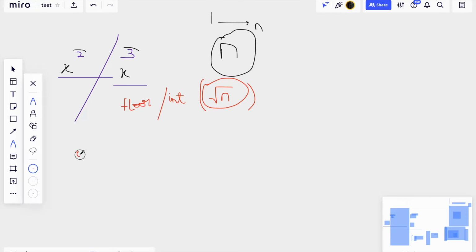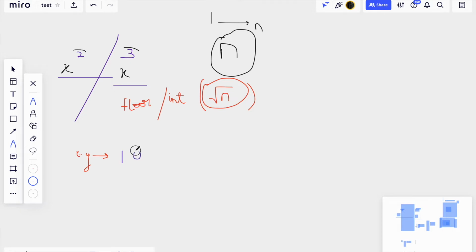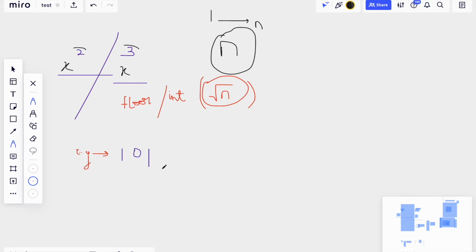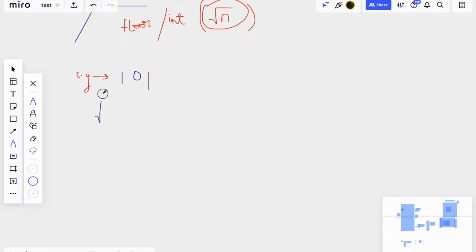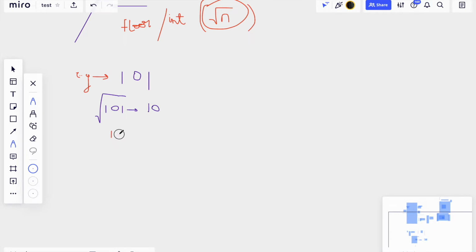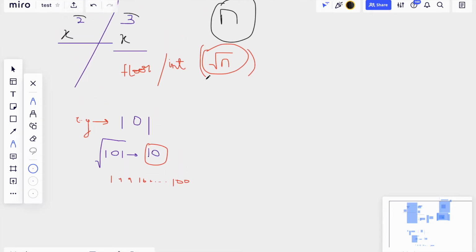Let me quote an example. If I am given 101, this is the value of n. The square root of 101, after taking the floor function, is 10. So there will be 10 perfect squares till 101: 1, 4, 9, 16, 25, 36, and so on up to 100. There are 10 perfect squares till 101. Okay, up to this part it's clear.